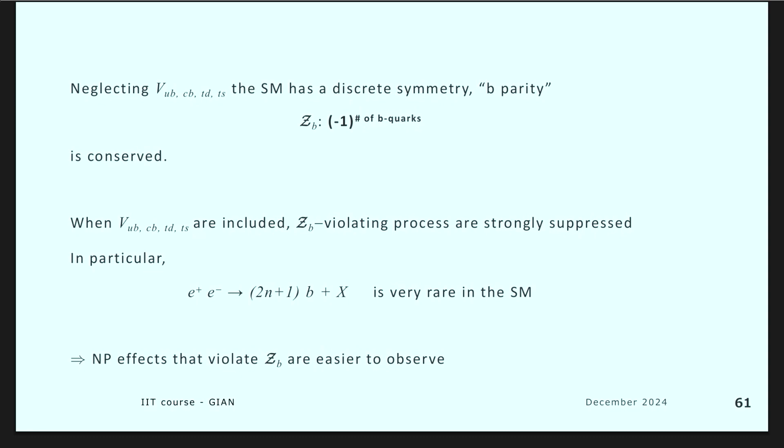So this is what I just said. And so this process is in fact very rare in the standard model. And so new physics effects that violate this are easier to observe. And that sounds straightforward and everything. The reality is a little bit more complicated because even if the standard model cannot produce this at a significant rate, experimental error can certainly do it.